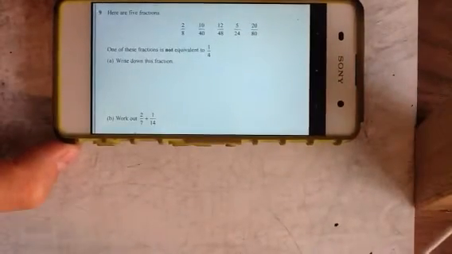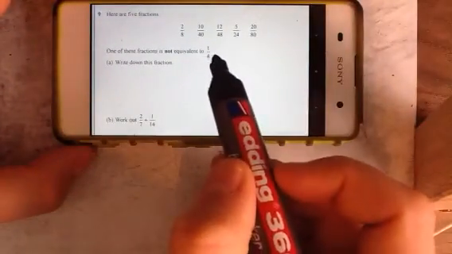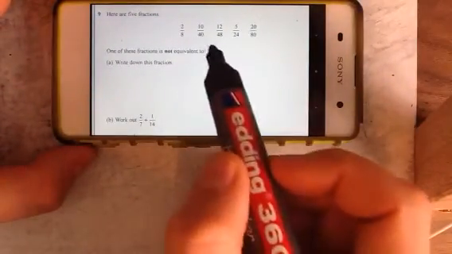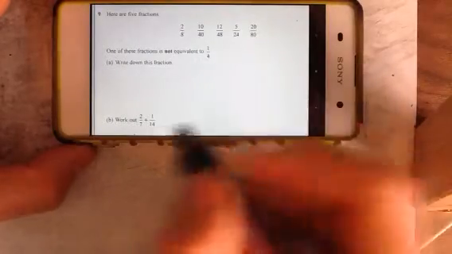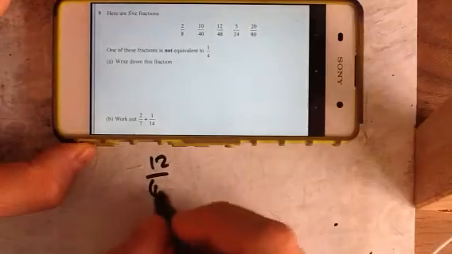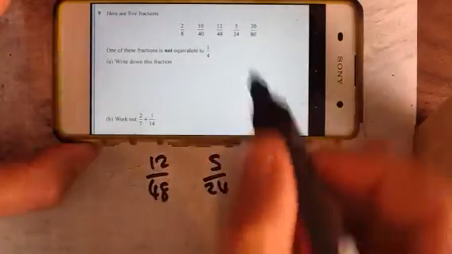Here are 5 fractions. Which one of these fractions is not equivalent to a quarter? So let's do this. A quarter, times the top and the bottom by 2, you get 2/8. Times the top and the bottom by 10, you get 10/40. 12/48, I'm going to write that down because that's a little bit harder to work out. I'll consider it later. 5/24, I'm going to write that down.